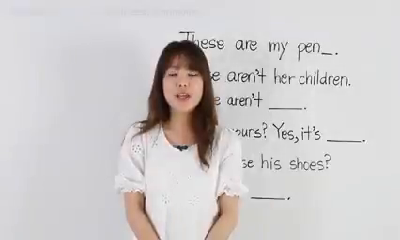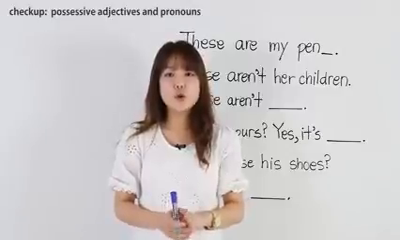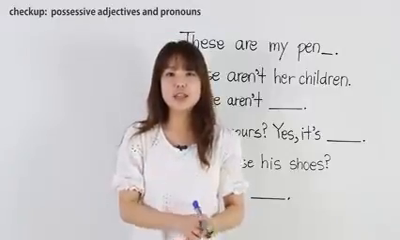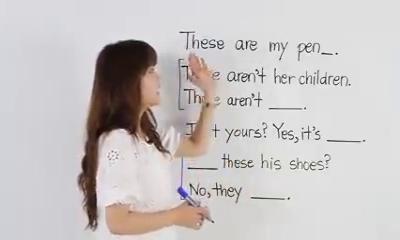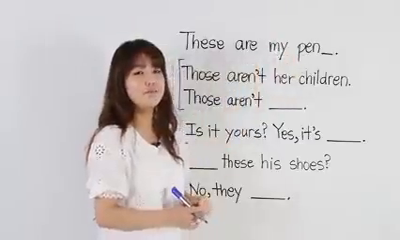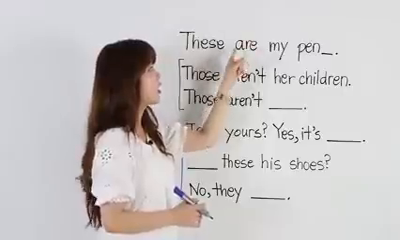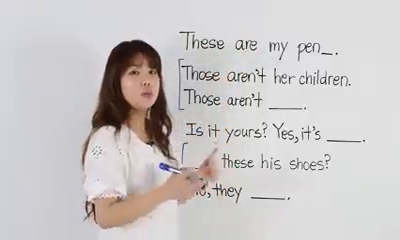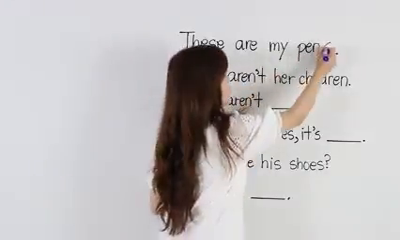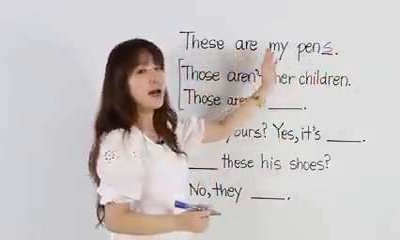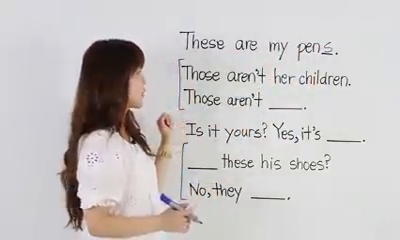Okay, we're going to do some more checkup. Now here, I want you to focus on possessive adjectives and possessive pronouns. Let's look at the first example. These are my pen. Okay, we have "these are." This means we need more than one, right? More than one pen. So we have to put S. These are my pens.